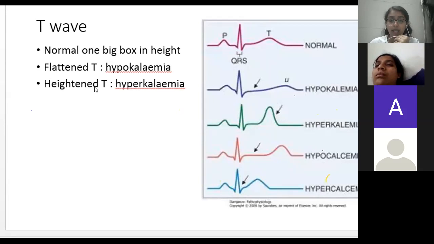If there is excess of potassium, that is hyperkalemia, there will be raising of the T wave, that is, it may go up to 1.5, 2 big boxes in height, and sometimes it may even surpass the R wave. That is hyperkalemia. And I already showed that the ST segment, if it is prolonged, there is hypocalcemia. If it is shortened, that is hypercalcemia.